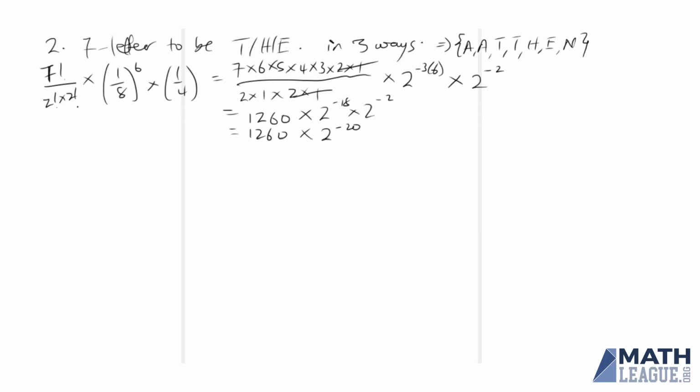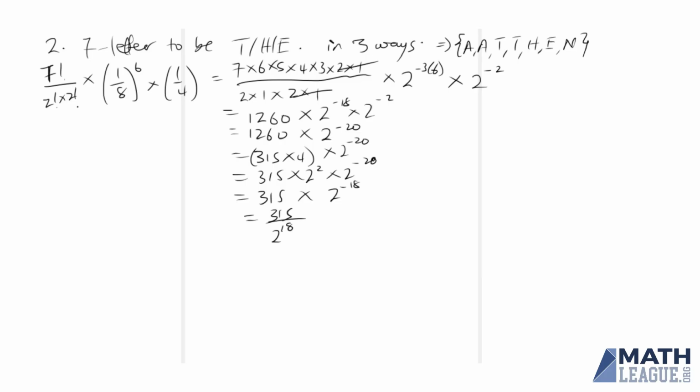But 1260 can also be expressed as 315 multiplying 4. And you can use your calculator to check. Or you can multiply these two. And the result will be 1260 times 2 to the power minus 20. And of course, this is 315. The 4 can be expressed as 2 squared times 2 to the power minus 20. And by the law of indices, we know that this is going to be 2 to the power minus 18. And finally, we have 315 over 2 to the power 18.